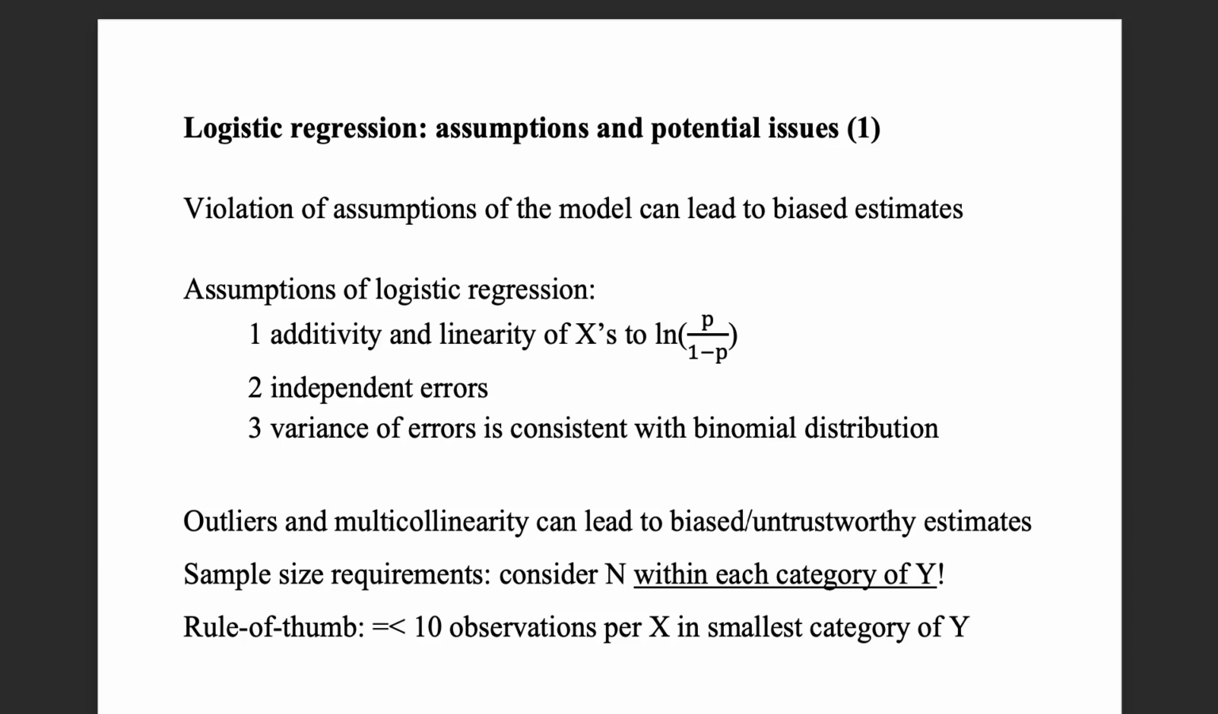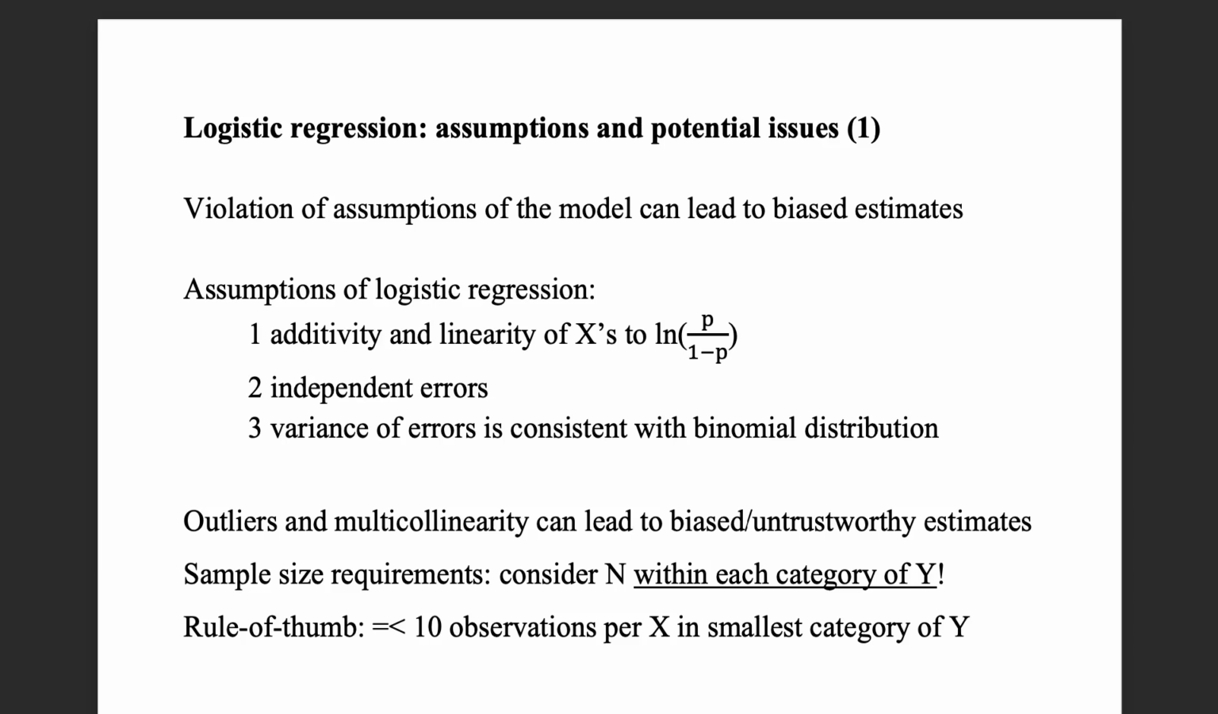Because, let's say, for instance, you have a situation where you have 1,000 observations for voting, and 999 of those people actually voted and only 1 person did not vote. Then from the perspective of a logistic regression model, you really don't have 1,000 observations. It's closer to having 1 or 2 observations. So you really need to have a healthy number of observations in each category of your dependent variable.